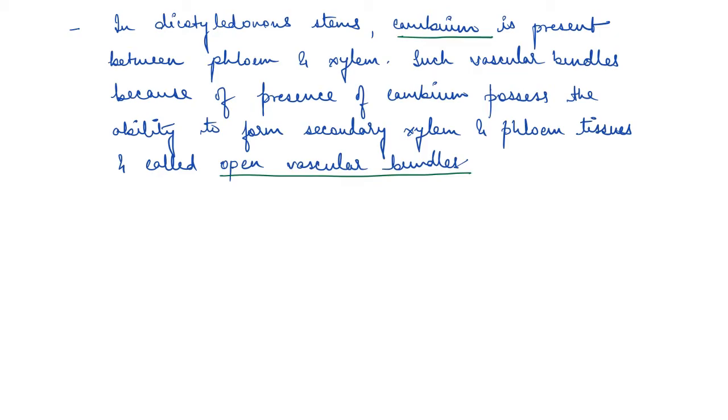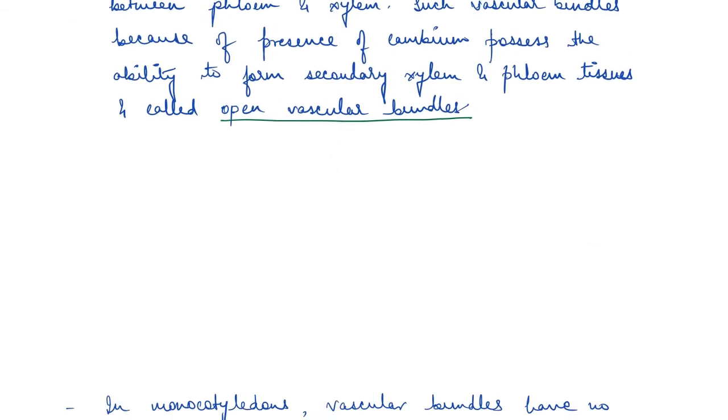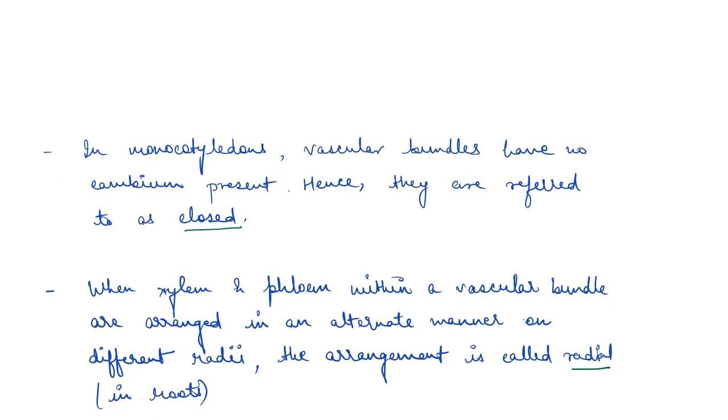So, basically, in case of dicots, there is cambium present in between phloem and xylem, and such vascular bundles possess the ability to form secondary xylem and phloem tissues, and hence they are known as open vascular bundles. Now, in the case of monocots, the vascular bundles do not have cambium in them. That is why they do not form secondary tissues, and they are known as closed vascular bundles, right?